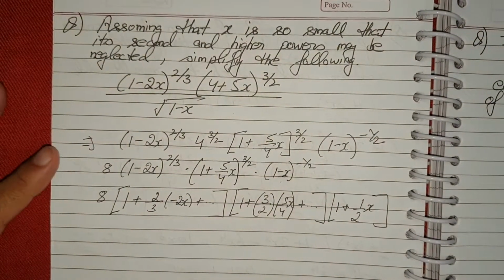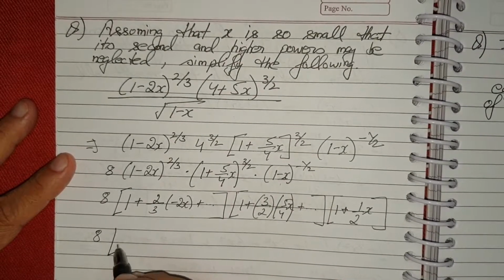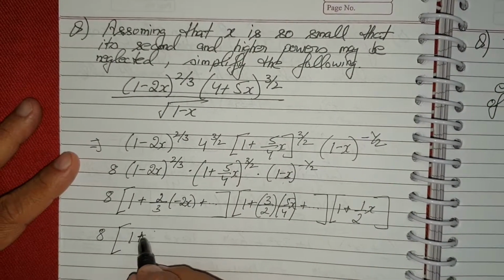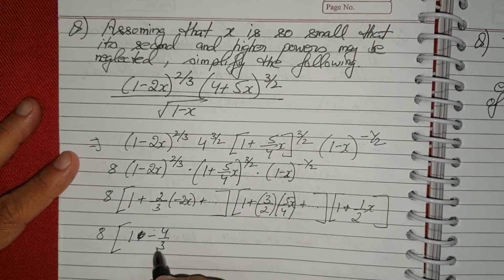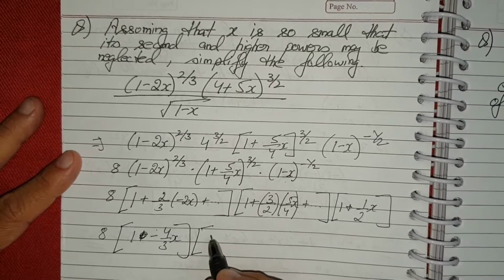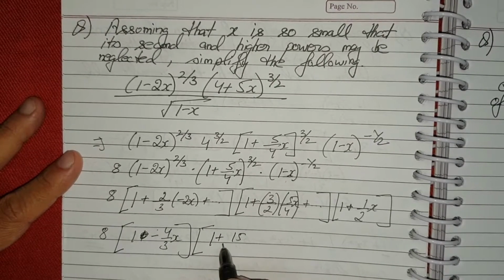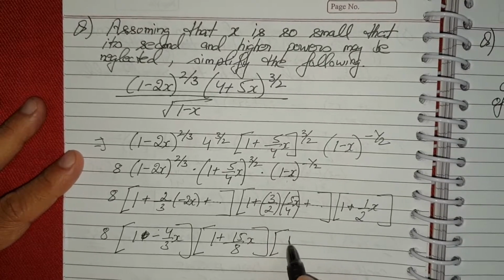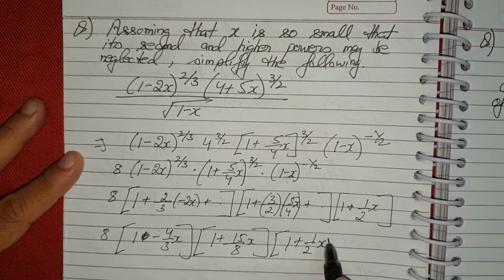Now, so this will be 8. Now solving this, this will be 1 minus 4 by 3x. This will be 1 plus 15 by 8x, and this will be 1 plus half x.